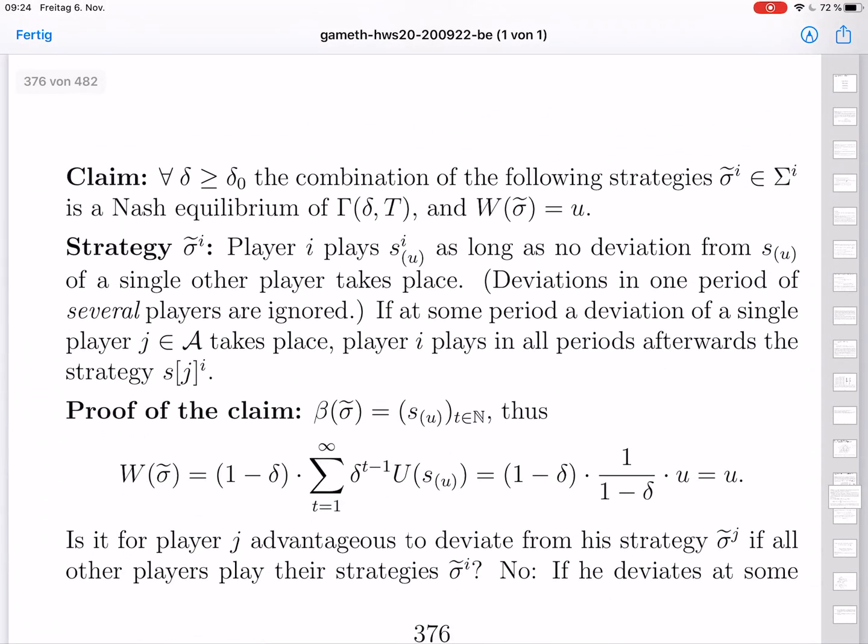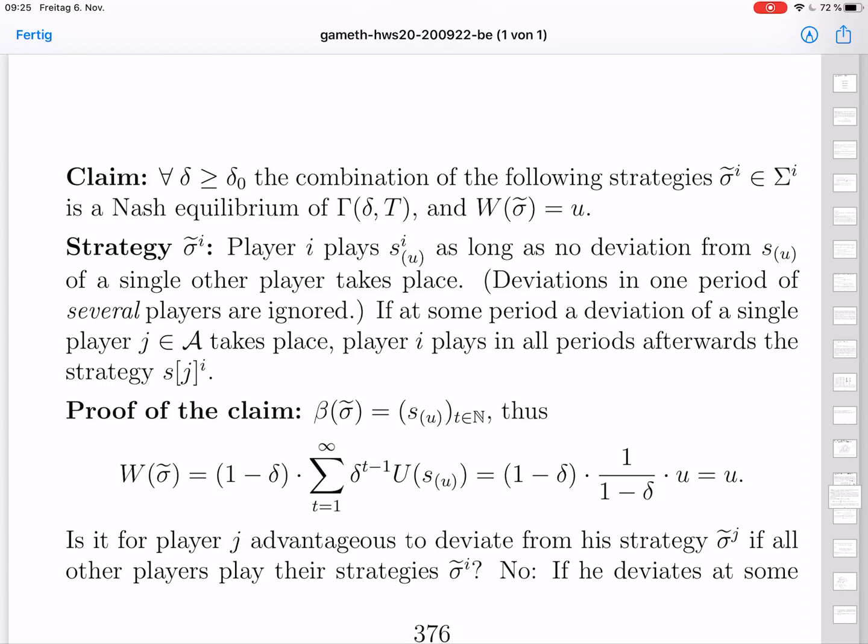This was a special assumption. So player i plays his part of this strategy combination as long as no deviation from it by any single other player takes place. Deviations in one period by several players together are ignored here. But if at some period a deviation of a single other player j takes place, then from then on, for all remaining periods, forever, player i plays his part of the punishing strategy s_j. The strategy combination s_j is a punishing strategy combination for player j.